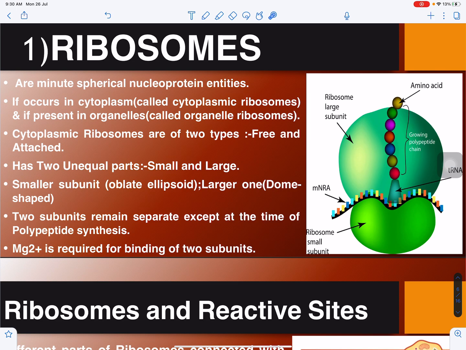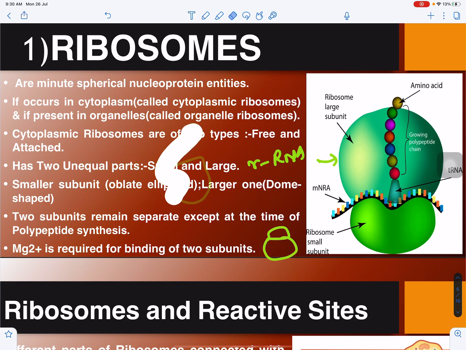So the first requirement is the ribosomes, because ribosomes are also called protein factories of cells. Now they are present in the cytoplasm, or they may be present in the ribosomal RNA. Ribosomal RNA helps in formation of ribosomes. Now ribosomes have two subunits, one smaller and second bigger. These two subunits lie free in the cytoplasm, but during protein synthesis they will get associated to form the ribosomes, like we can see here.